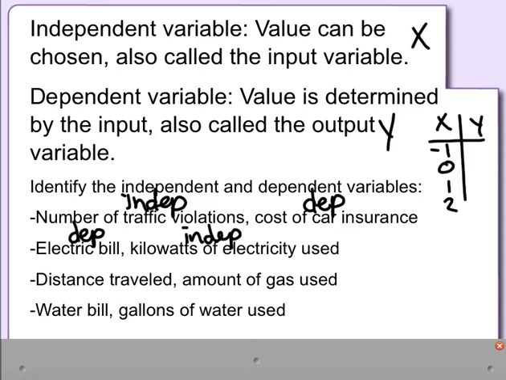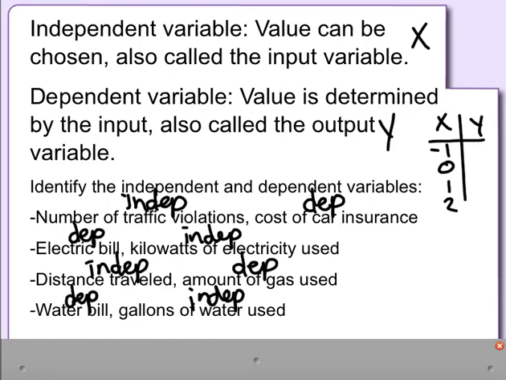Okay, distance traveled and amount of gas used. Does my distance traveled depend on how much gas I have used, or does the amount of gas that I've used depend on the distance traveled? And you'll say, of course, the amount of gas used depends on the distance traveled. Lastly, water bill and gallons of water used. This is very similar to the electric bill. Water bill is my dependent because it depends on how many gallons of water I have used.